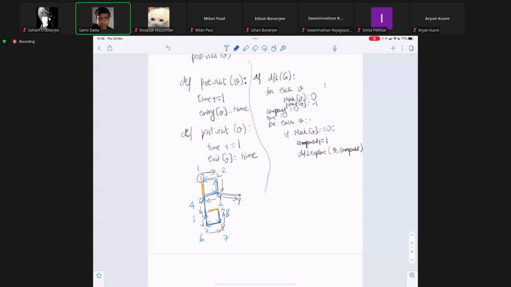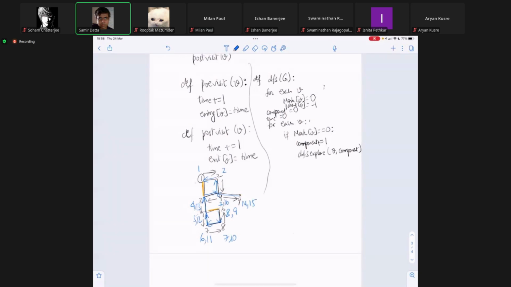Now I have to backtrack. So I will exit this, correct? Which means I will write 9 here, then 10 here, then 11 here, then 12 here, then 13 here. Now I go back here, but then I go here. So 14, then I backtrack from here 15, and then there is 16, and then there is 17, and then there is 18. Correct?